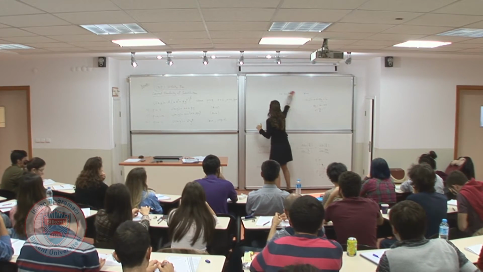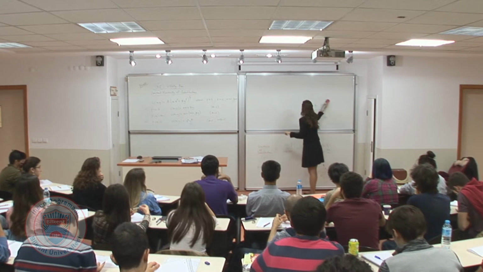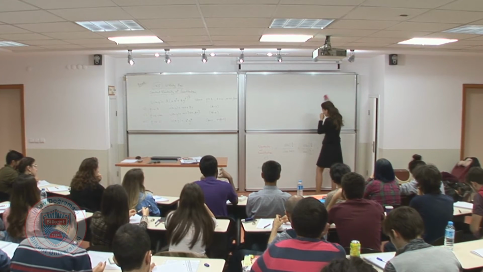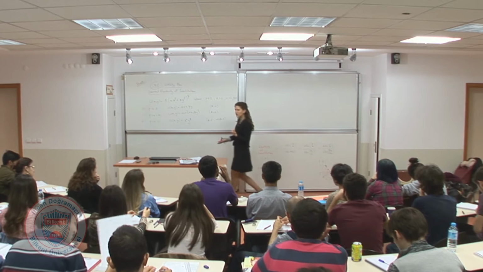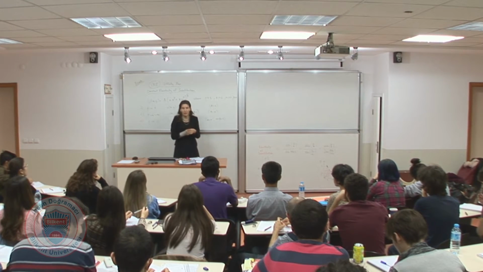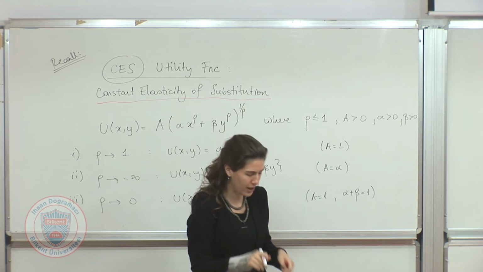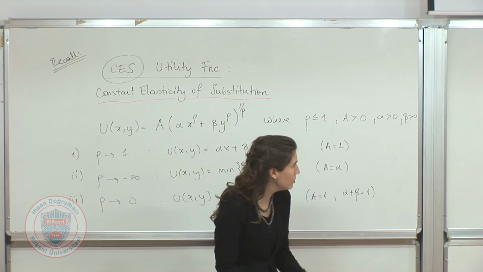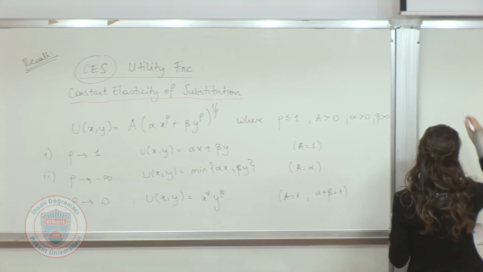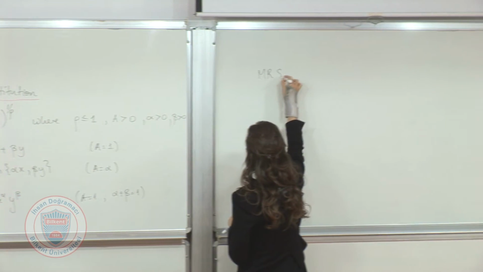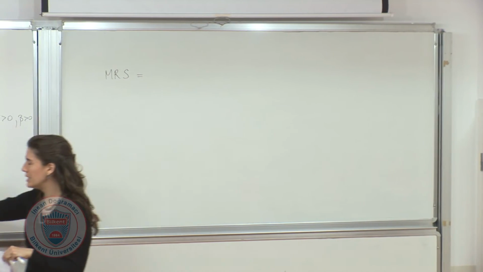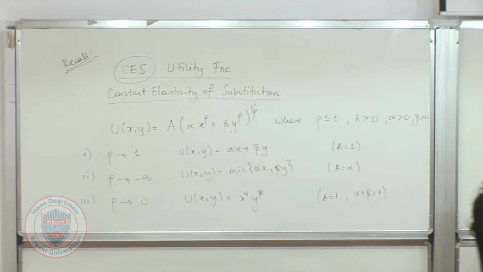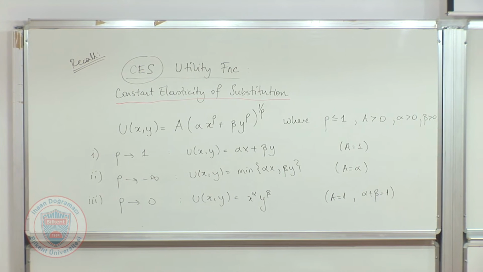So let's actually write this down. In order to figure out the elasticity of substitution, apparently you need to figure out the marginal rate of substitution, okay? So let's first try to see the marginal rate of substitution. What is the MRS for this function? So remember, how were we computing that?